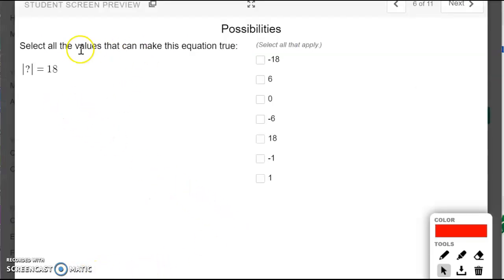Here we go. Select all the values that can make this equation true. If the question mark was negative 18 here, take the absolute value of that, that's going to give me 18 as the output. So that's true. If I have 6 in the absolute value symbol, the absolute value of 6 is 6. So that's not 18. So that's not true. 0 is not true. Negative 6 is not true. But positive 18 would also be true, because if I have 18 inside the absolute value symbol, take the absolute value of that, that's going to be positive 18 as well.